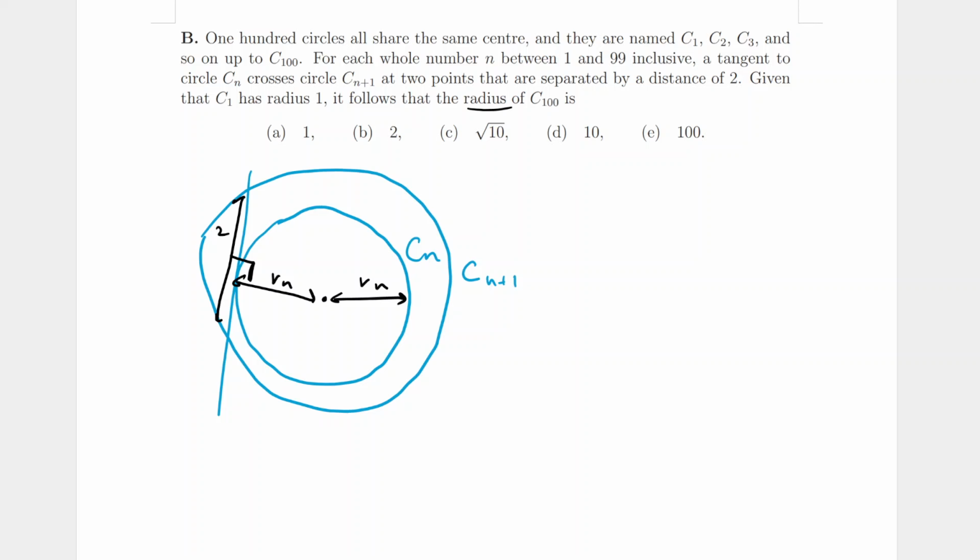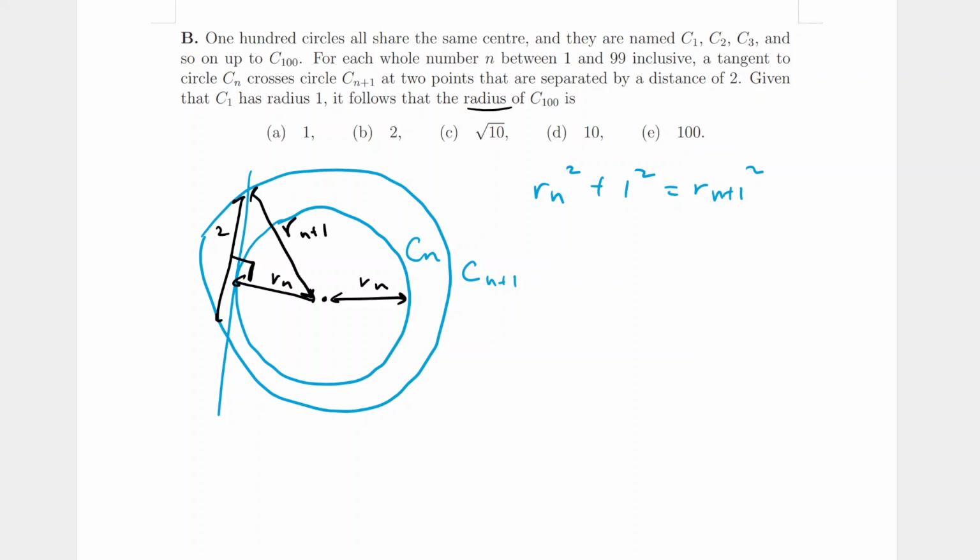But then, so this is Rn. Now, what is this length? This length is Rn plus 1, because that's the radius of the next, larger circle. And now you can see that you can use Pythagoras here. So Rn squared plus 1 squared, because that distance is 1, as explained before, equals R of n plus 1 squared. Okay, so I have a recurrence relationship now between the Rn's and the Rn plus 1's, and so on and so on.